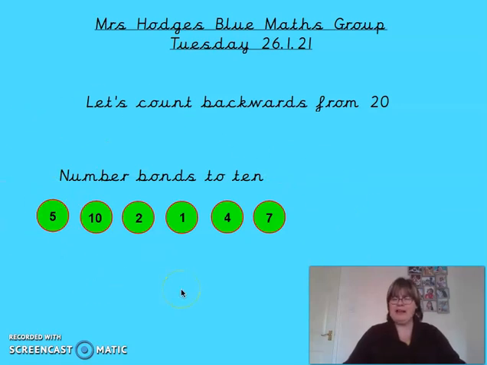Now, we keep popping back to look at this one, don't we? Because number bonds are so important. So we need to know our number bonds to 10, don't we? We can't figure them out on our fingers all the time. We just need to know them. So let's see how many of them you just know today.